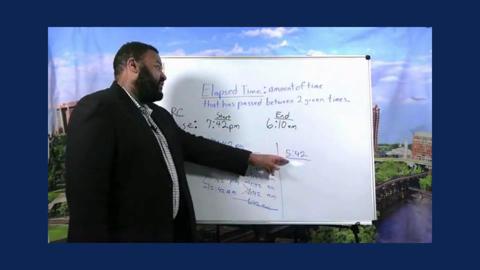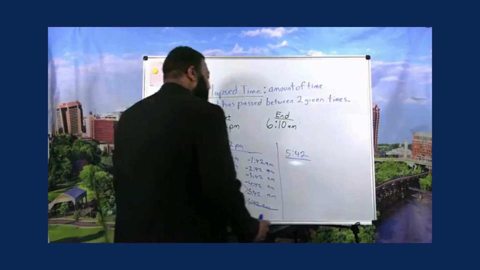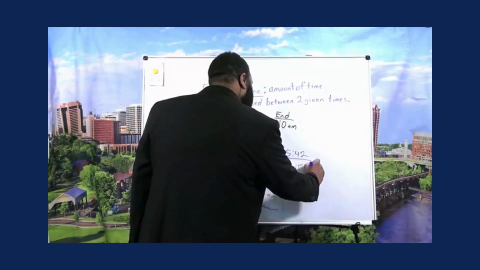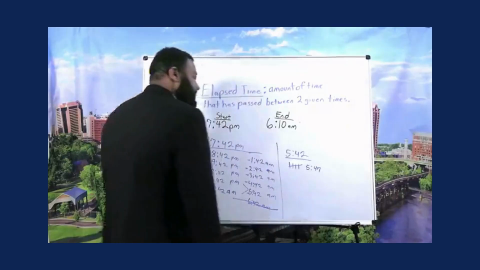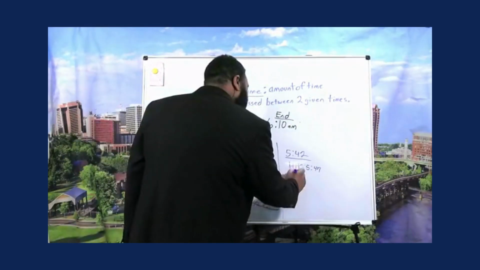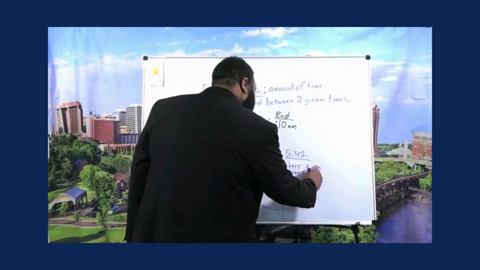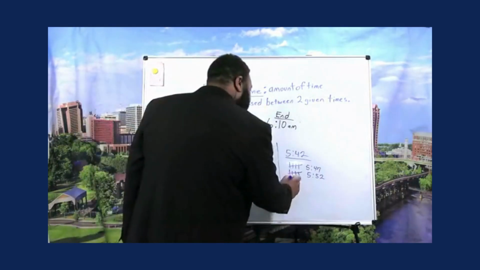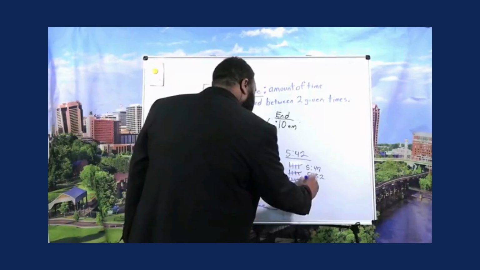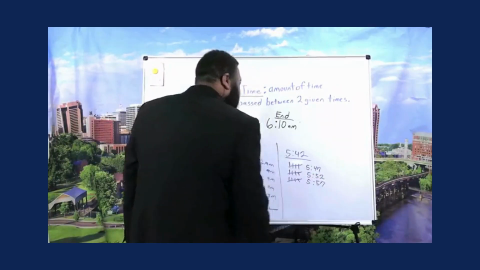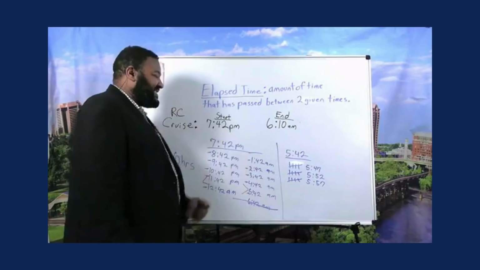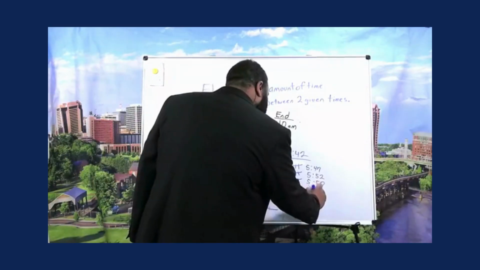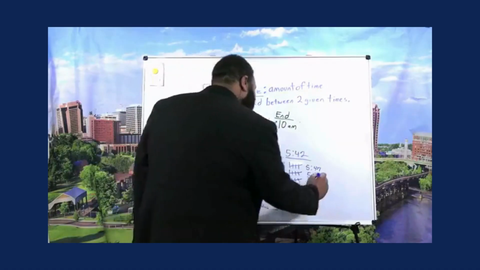I need to go from 5:42 to 6:10. My tally marks will come after 42: 43, 44, 45, 46, 47. Now it's 5:47. 48, 49, 50, 51, 52. 5:52. 53, 54, 55, 56, 57. 5:57. My goal is to get to the top of the hour, to 6 o'clock. 57, 58, 59, 60. So at that 60, it's going to be 6 o'clock. And all of this is still what? AM.